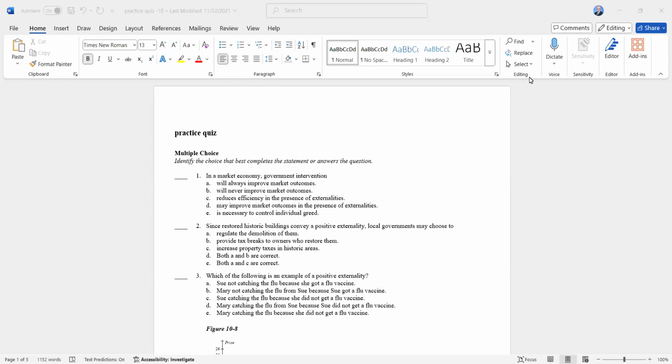Which of the following is an example of a positive externality? Sue not catching, no, that's what I just said with the house. Sue not catching the flu, no, that is not a third party. That's Sue paying for that vaccine not to get the flu. The answer is B as in broccoli. Mary not catching the flu from Sue because Sue got a flu vaccine. So Mary, who had nothing to do with purchasing the flu vaccine, is the third party there.